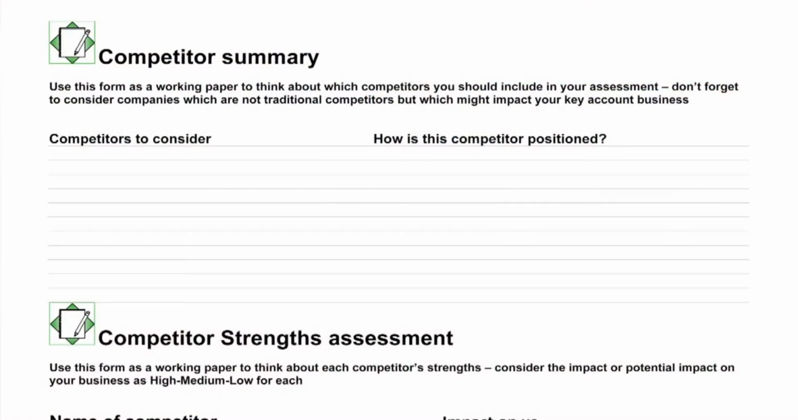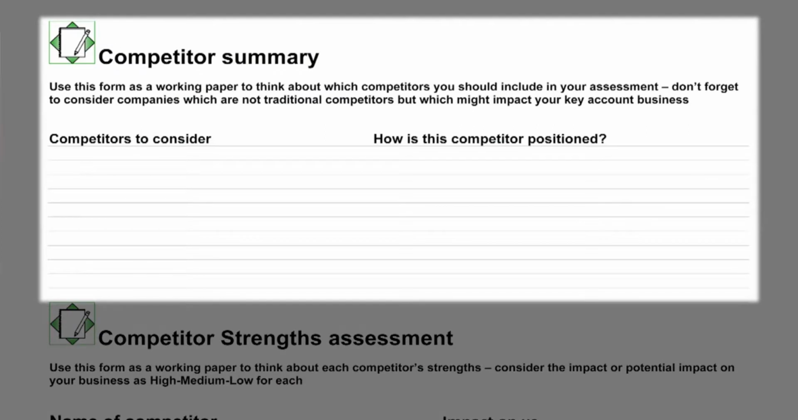So let's now look at a very simple template which we can use to capture our core understanding for each selected competitor. The first thing to do is to list those traditional and non-traditional competitors you're planning to assess. Here's the basic template. A good start is to figure out how the competitor is positioned. What's its core competitive advantage?